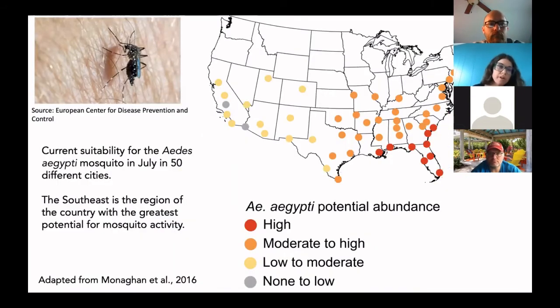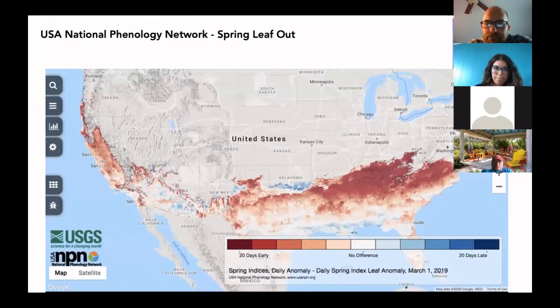Another concern is the habitability for certain mosquitoes. Here is the current suitability for the Aedes aegypti mosquito, which carries diseases, in July in 50 different cities. You can see here in Nashville, we have a moderate to high potential abundance of these. The Southeast is the region of the country with the greatest potential for mosquito activity, and the greatest potential for an increase in mosquito activity with warming temperatures.